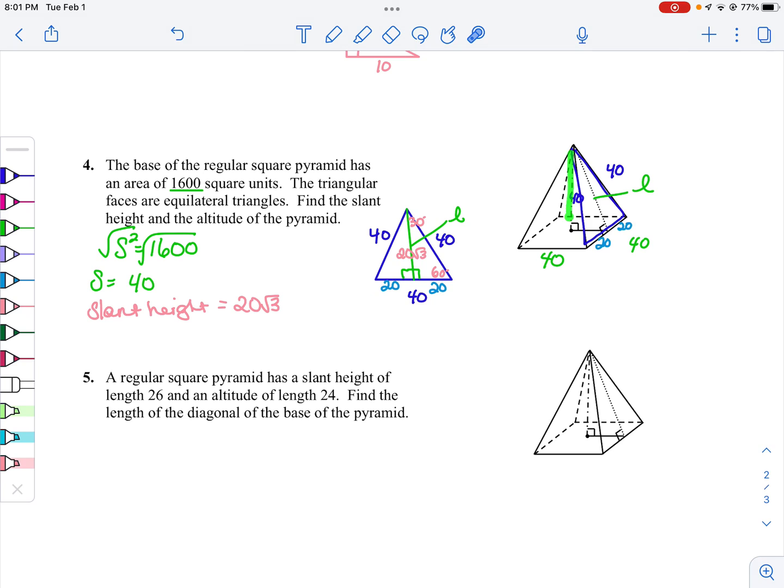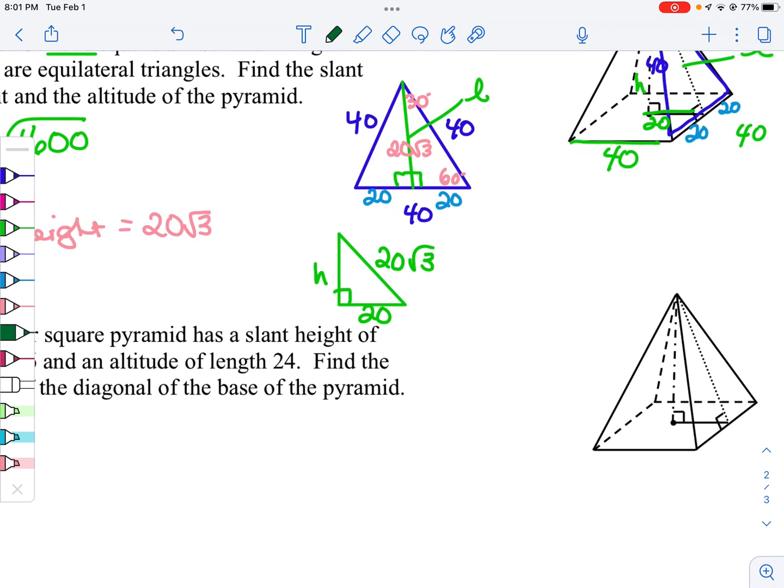Now we also want to find the altitude of this pyramid, so we're going to have a secondary triangle in here. We have another right triangle right there. I'm going to draw that second right triangle. I've got the height or the altitude that I want to find, and halfway across this pyramid's base is going to be 20. So I have a 20, and that slant height, we just found this length, is 20 root 3.